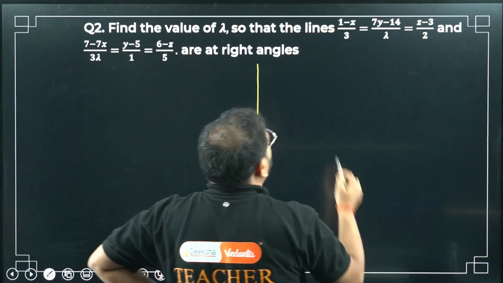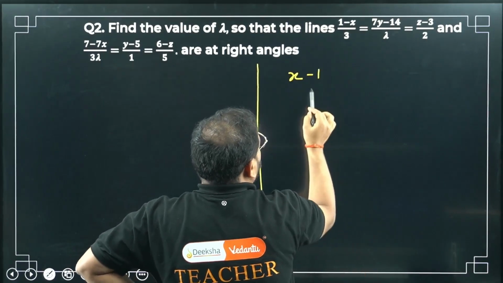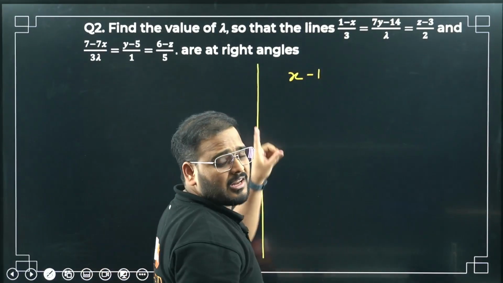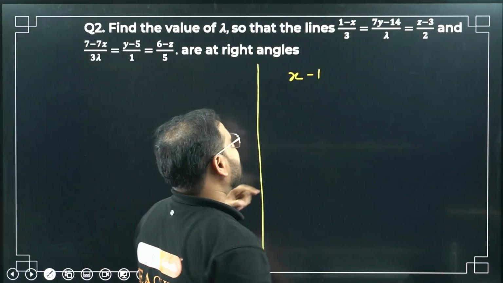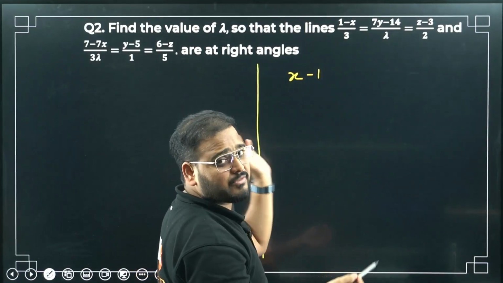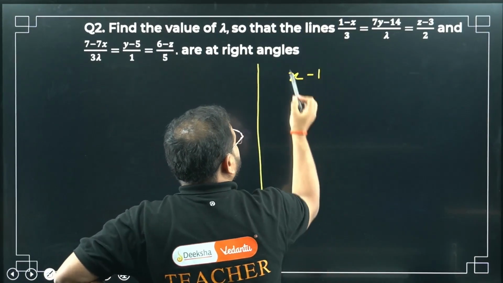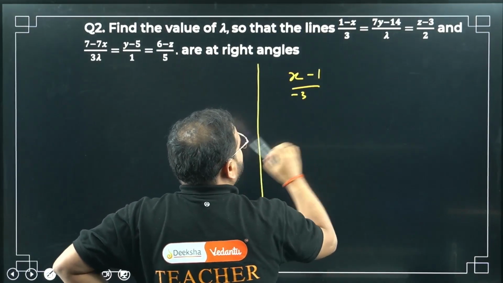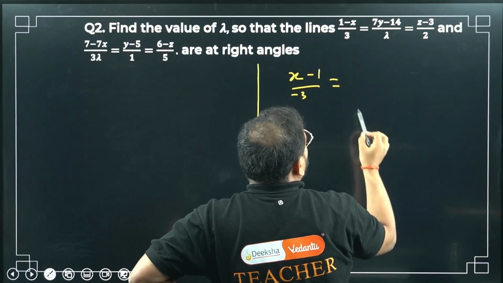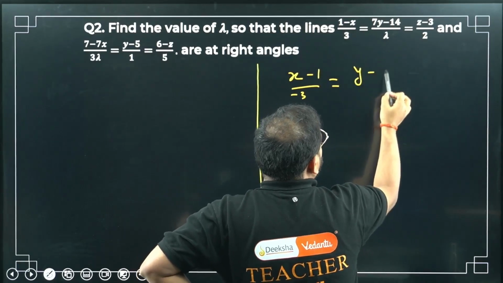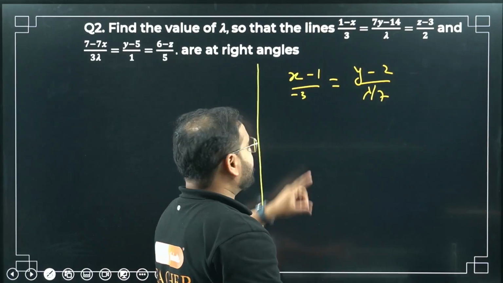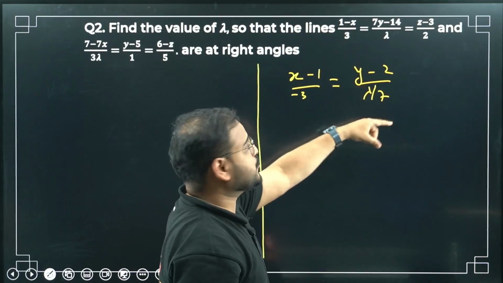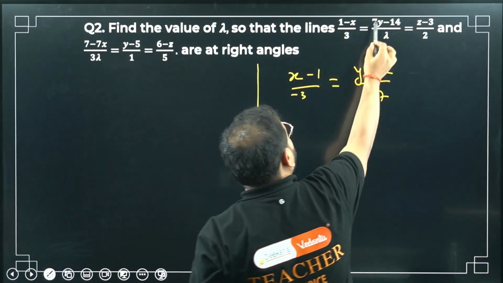So how will I do it? I'll get here x minus 1. I'm taking minus common. Remember, the form x minus x1 was there, not x1 minus x. So I take minus common and put here a minus sign. So minus 3. Same way I'll have to divide by 7. So y minus 2 upon lambda by 7. How come so? Coefficient of x and y was always 1. So I have to divide by 7 to make this coefficient equal to 1.